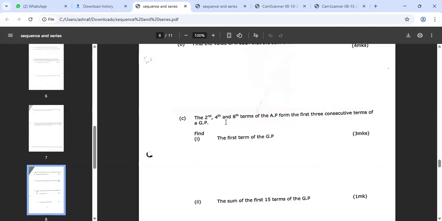Remember, in the AP above, T2 is supposed to be A plus D. Our A is 3 and our D is also 3. So that one is the first term of the GP. So T1 for the GP is supposed to be 6. Are you together?